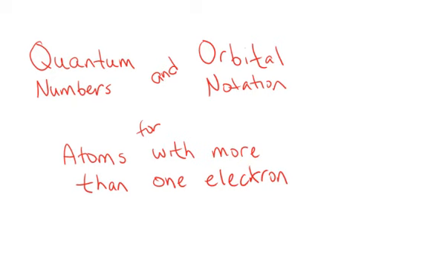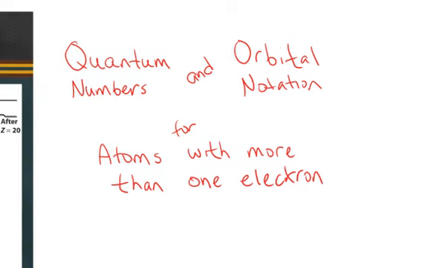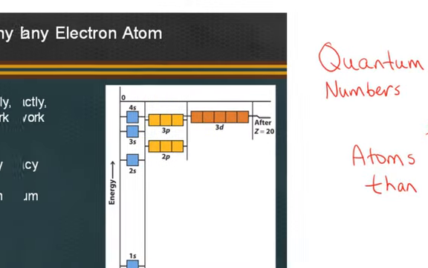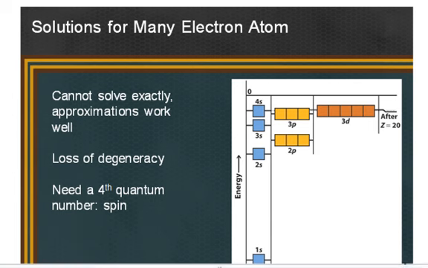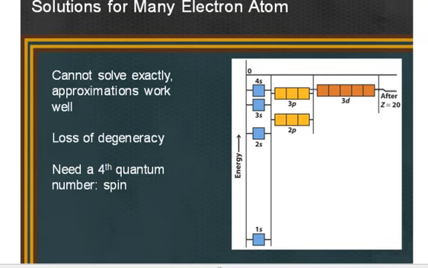Let's take a look at the quantum numbers and orbital notation for atoms with more than one electron. The Schrödinger equation has been solved for the hydrogen atom, which has one electron. But as it turns out, the solutions for many-electron atoms are impossible to solve completely, and so we have to use approximations for the hydrogen atom.